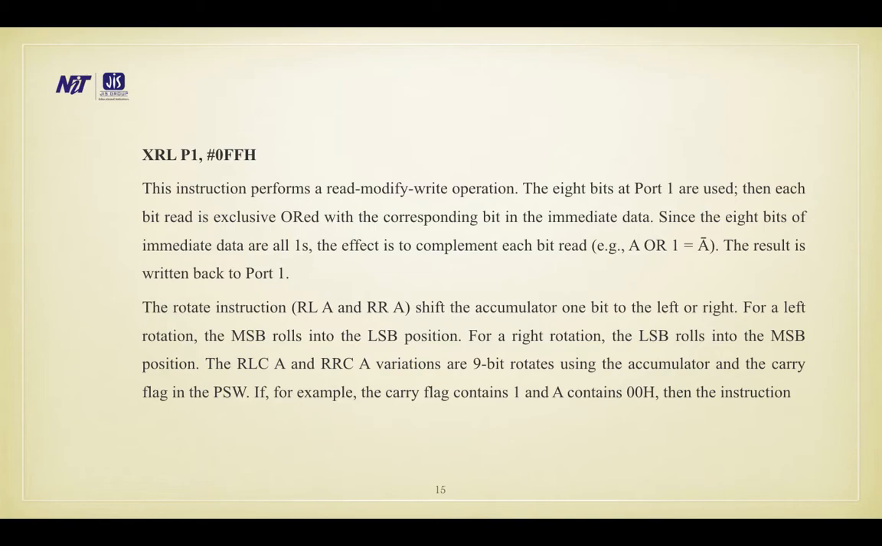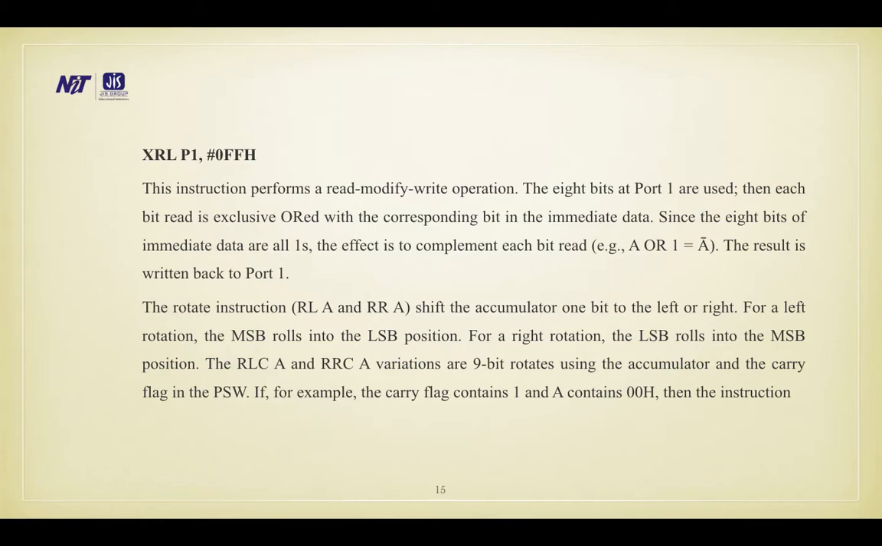The rotate instructions RL A and RR A shift the accumulator 1 bit to the left or right respectively. For a left rotation, the MSB rolls into the LSB position. For a right rotation, the LSB rolls into the MSB position.